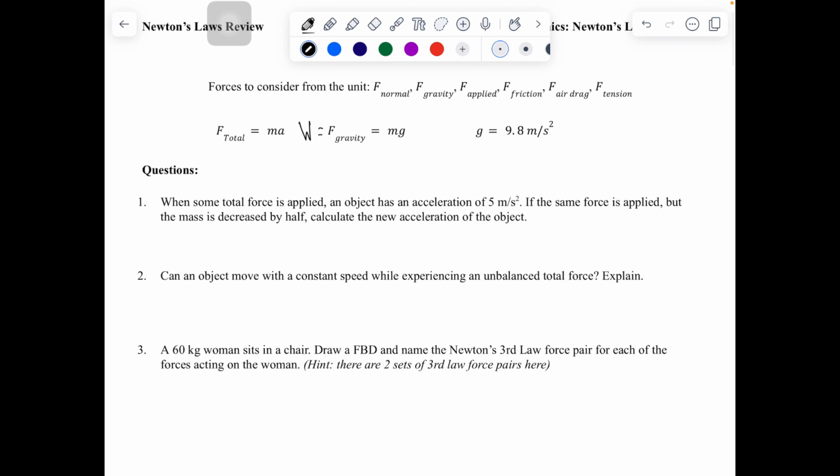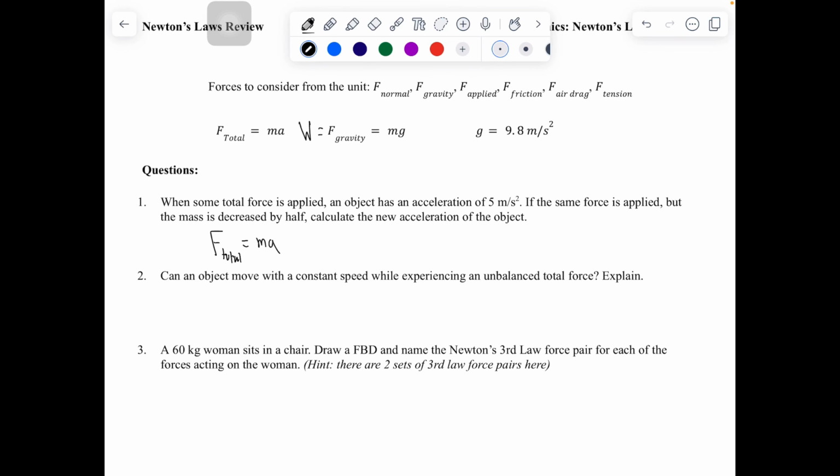Okay, so number one, let's just make sure we're still recording. Perfect, I'm paranoid. When some total force is applied, an object has an acceleration of 5 meters per second squared. If the same force is applied, but the mass is decreased by half, calculate the new acceleration of the object. Okay, well, we have the equation right up here. Total force is equal to mass times the acceleration. Let's write that out.